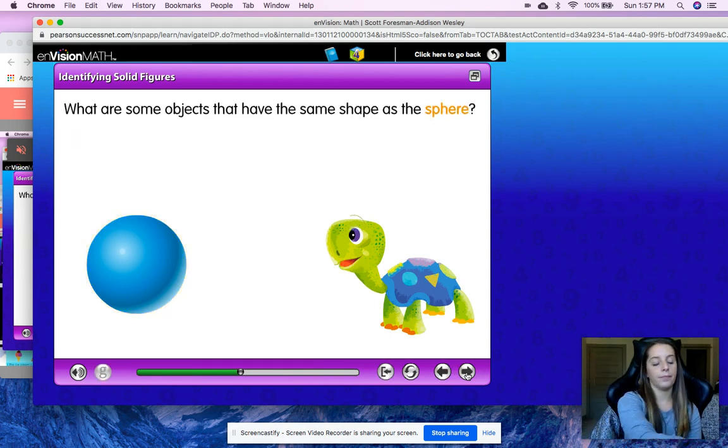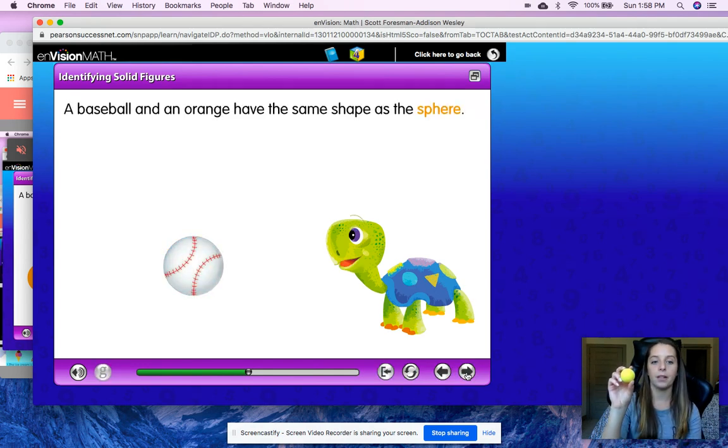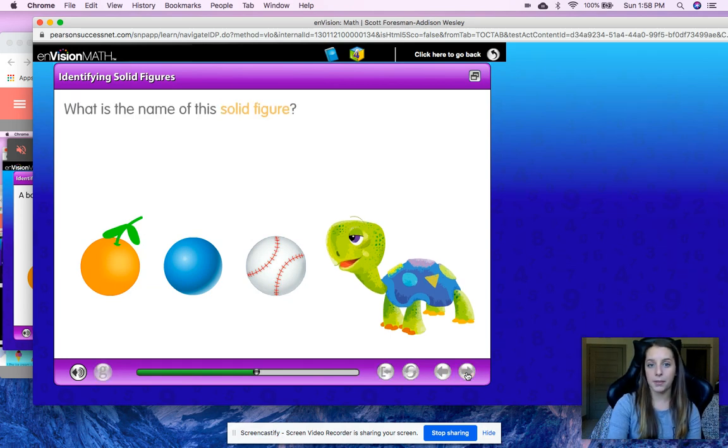What are some objects that have the same shape as the sphere? So think about a sphere and come up with some of your own examples of what looks like this object. I'm sure you can come up with a few. Pause the video if you need a minute to think. A baseball and an orange have the same shape as the sphere. These are just two of many examples.